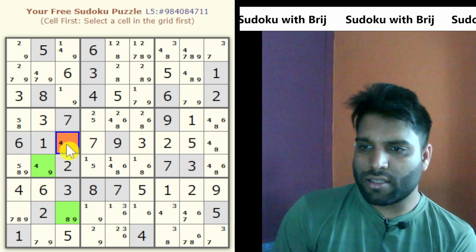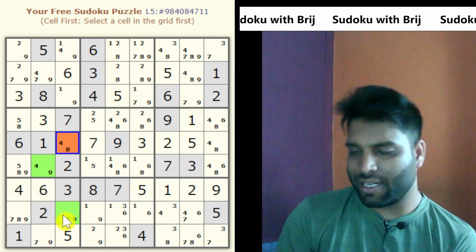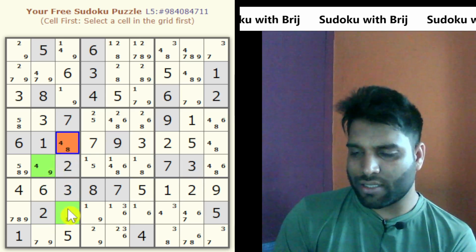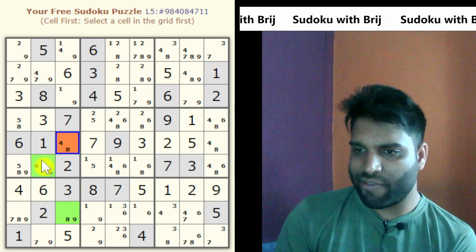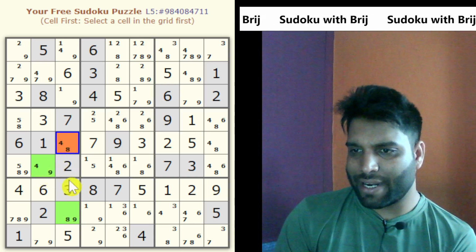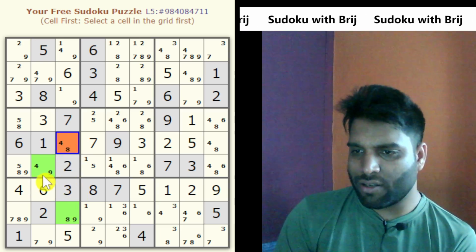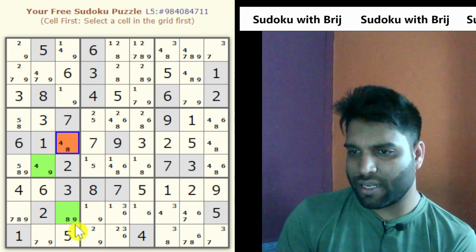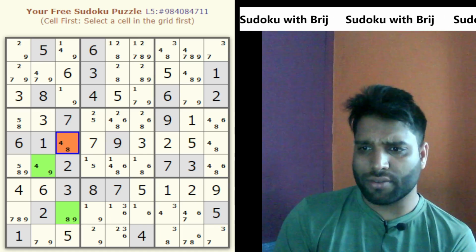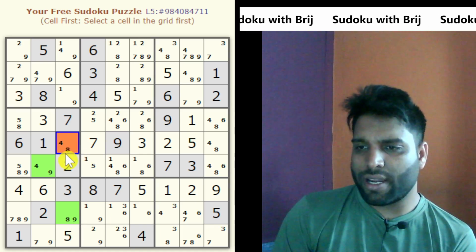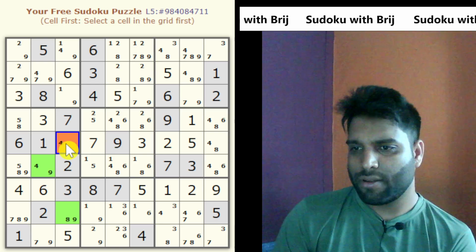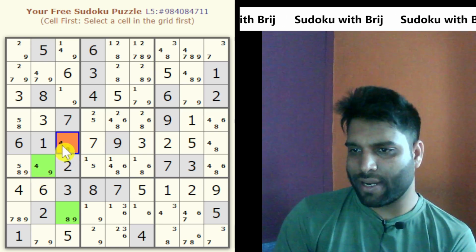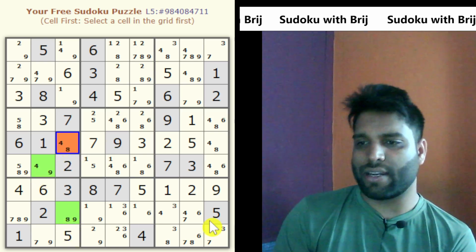So there are 3 cells containing 3 digits, and each cell contains only 2 digits, which are called bivalue cells. So 4 8 9, there are 3 digits. This cell contains 4 9, this is 4 8, and this is 8 9. So now this 4 8 cell is the hinge cell which can see both these two cells. 4 8 can see this 4 9, and 4 8 can see this 8 9.